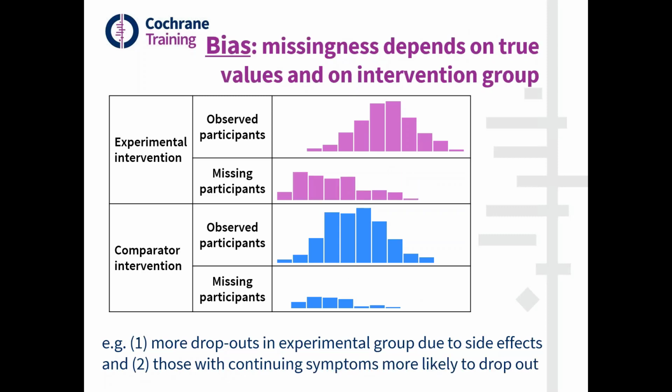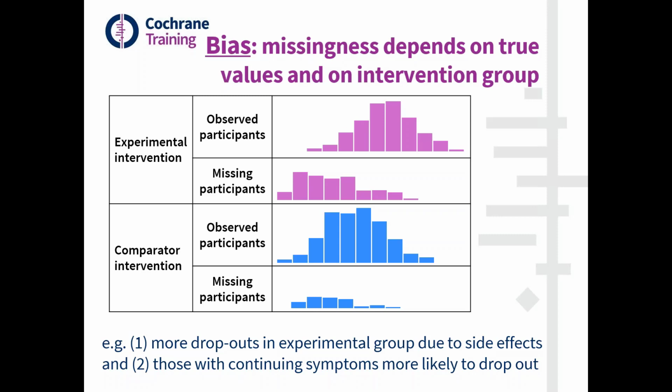But here's an example where there is bias. Now, there are two things going on here that differ from the previous slide. The first is that you see the distribution of outcomes that are missing is different from the distribution of outcomes that are observed. The lower pink histogram is shifted to the left. So that's saying that the people with more dementia are more likely to be missing. And the same occurs for the comparator intervention.